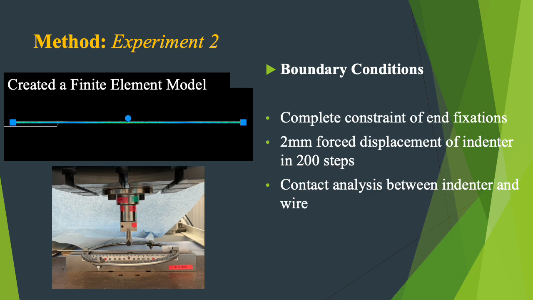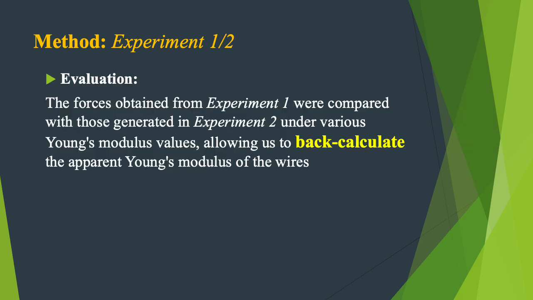Boundary condition. We set the following boundary conditions: complete constraint of end fixations, 2 mm forced displacement of indenter in 200 steps, contact analysis between indenter and wire. Evaluation method. The forces obtained from experiment 1 were compared with those generated in experiment 2 under various Young's modulus values, allowing us to back calculate the apparent Young's modulus of the wires.